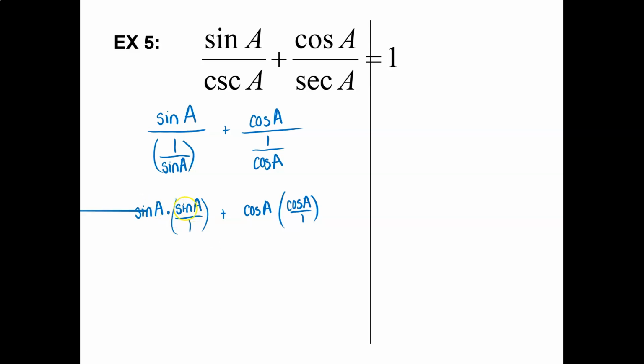So when I do this, I've got sine A times sine A. What is sine A times sine A? Sine squared A. And over here, I'm going to get cosine squared A. And what is sine squared A plus cosine squared A? 1, which equals the other side, which is 1. And you eventually could get there with common denominators also. It's just going to add a few steps.